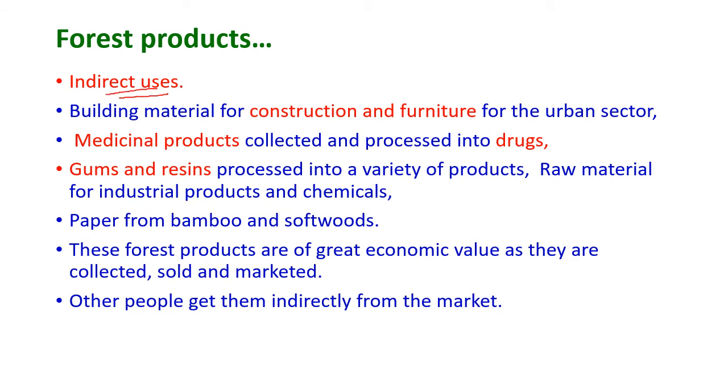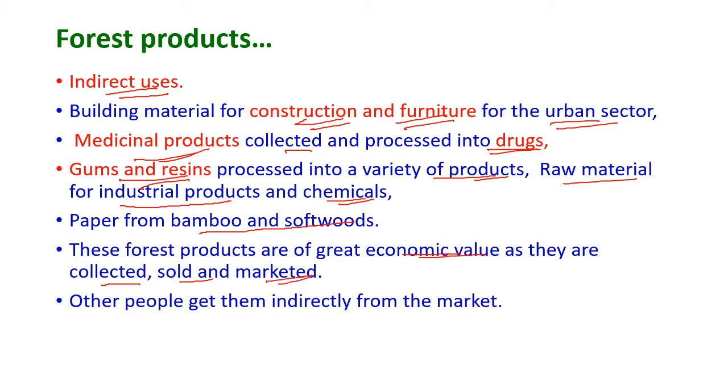Here, the building materials required for the construction and making furniture for the urban sector is obtained from the forest, and then the medicinal products. And the medicinal products are collected and processed into drugs and medicines, and the gums and resins which are processed into a variety of products and also become the raw materials for the industrial products and chemicals. And paper is made from the bamboo and softwoods, and these forest products are of great economic value as they are collected, sold and marketed. And the other people who are living away from the forest or who depend upon the forest get the forest products indirectly from the market.